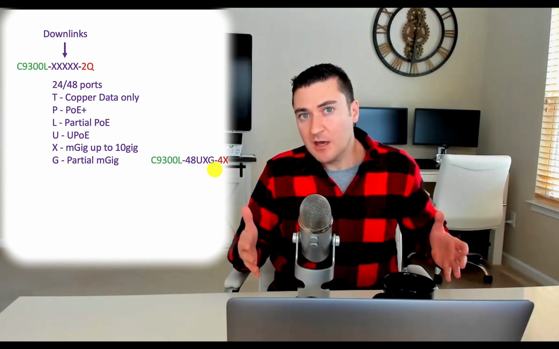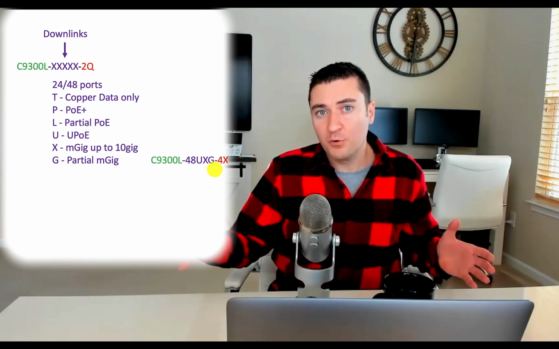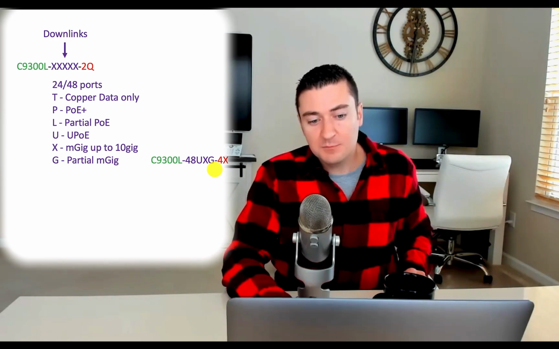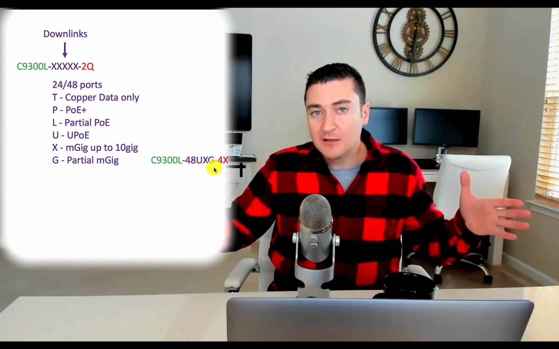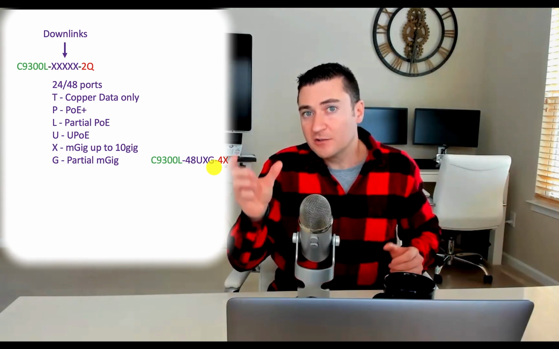But you can see that if it's got an X, that means that the MGig downlink ports going to your computers or access points are capable of doing up to 10 gigs. So in this example here, it's a 24 port UPoE switch that can do MGig on the downlinks up to 10 gig. Next is gonna be a G. So if you see a UXG, it means that it's UPoE, it can do 10 gig on the downlinks, copper, but it's only partial 10 gig on the downlinks. The rest of the ports are going to be 1 gigabit. You're going to have to look at the description of the switch to see, okay, is this an 8-port MGig switch, a 12-port MGig switch, a 24-port MGig switch, to figure out what that breakdown is. But if it's a G, just know that it's not full MGig 10 gigabits per second on every single port. It's only going to be a subset of those ports.